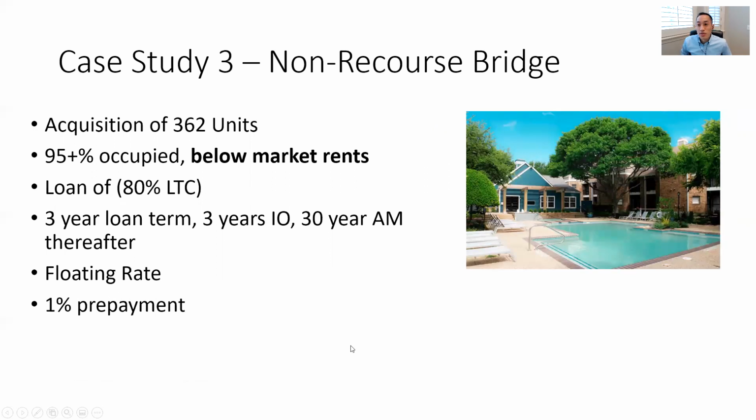This one was a non-recourse bridge. So this one, you could probably get about 75% on Fannie Mae, Freddie Mac, but they wanted a little bit higher leverage. So they went to 80% loan to cost. It had below market rent, so they could come in, do the CapEx, and they essentially raised about $2 million less in equity to get this deal done.